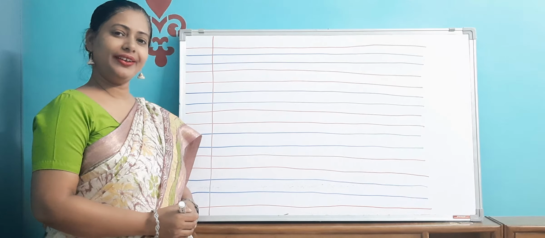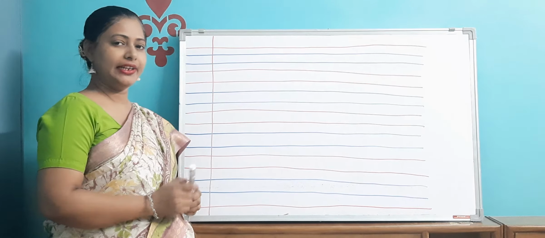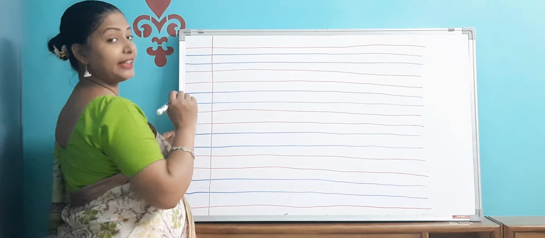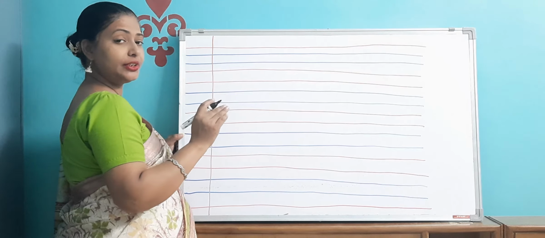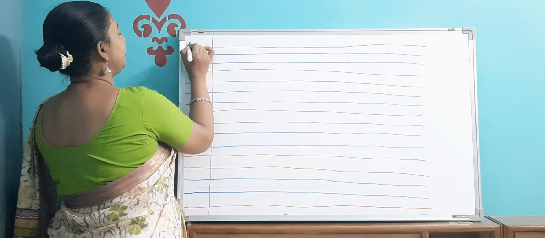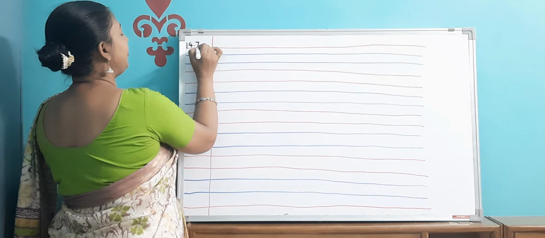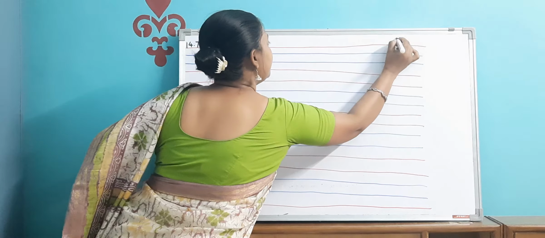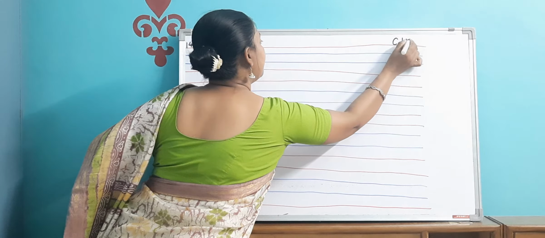So children, ready? Okay, I have also drawn the lines. We will start writing in a copy. First of all, we will write the date. Today is the 14th of July. So we'll write here 14.7, which means July. Year is 21. And this is your CW, classwork.